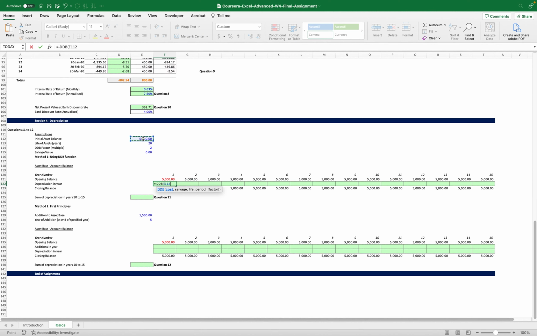Cost of our asset is fixed. It's not going to change, so F4. Salvage value is 0, also fixed, not going to change, F4. The life, 20, also fixed, not going to change, F4. And the number of periods, or the period that we're currently in, is 1, and that will change year to year.